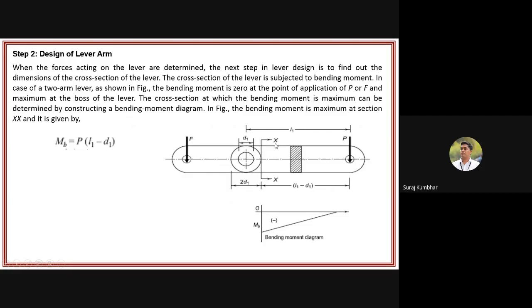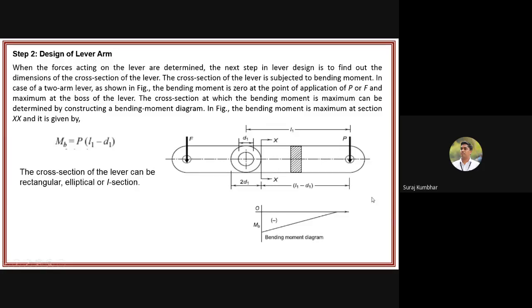If I take the bending moment at section XX, the force acting times the perpendicular distance, so P into (L1 minus D1). I think you got this bending moment, P into (L1 minus D1). Then the cross section of the lever can be rectangular.